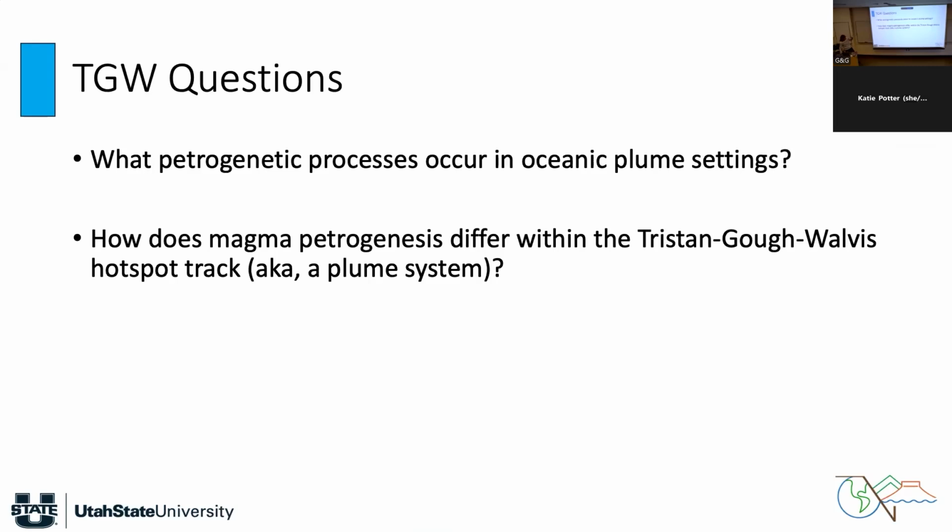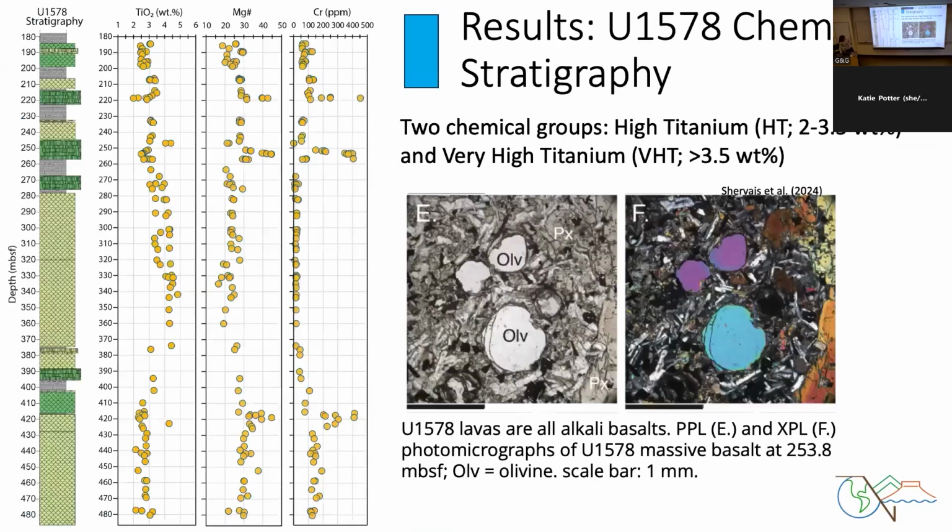And this isn't just looking at those other tracks, this is also looking at a single location and how that petrogenesis, or how magma petrogenesis, can vary through time. So just to set the scene, this is the stratigraphy for site 1578. It's mostly pillow basalts, these light green colors, with a few sheet flows and massive flows. And mineralogically, it's pretty uniform.